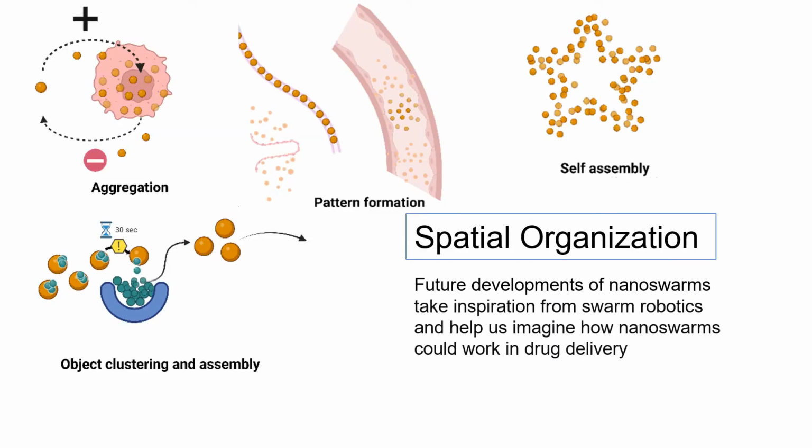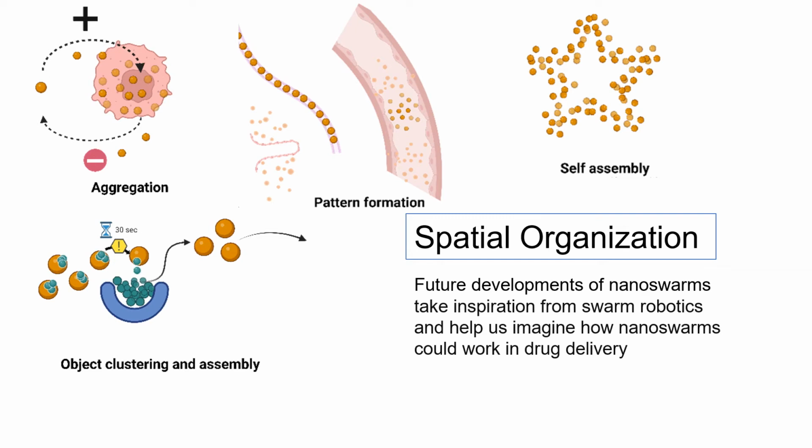Future developments of nanoswarms take inspiration from swarm robotics, and we can imagine how nanoswarms could work in the future in the context of drug delivery and cancer nanomedicine. In these examples, I'll be using a mix of language used in swarm robotics and drug delivery. Let's start with looking at spatial organisation in more detail.